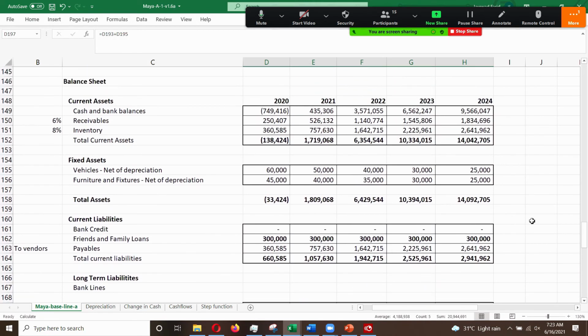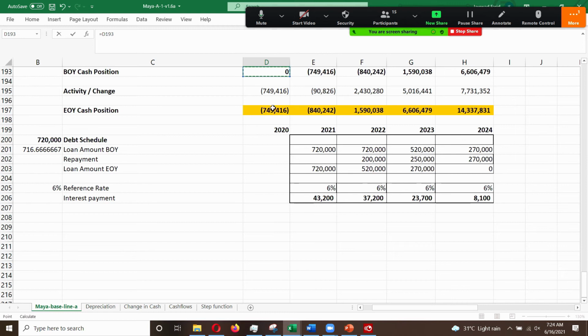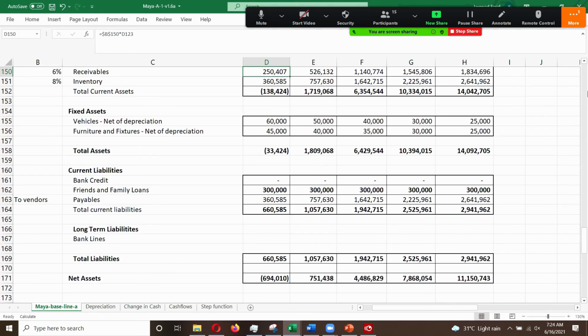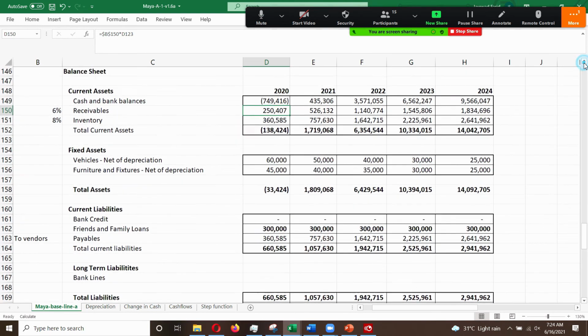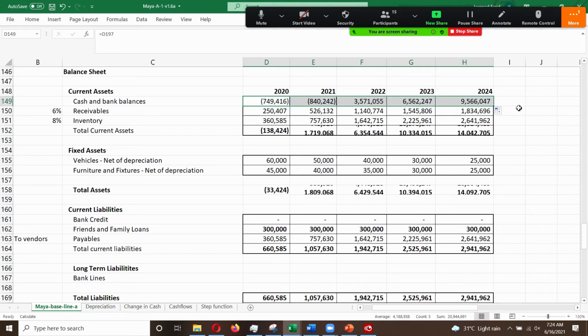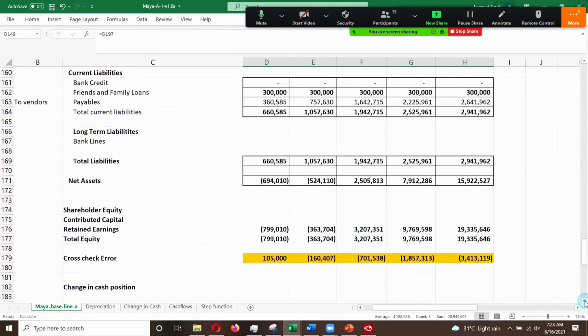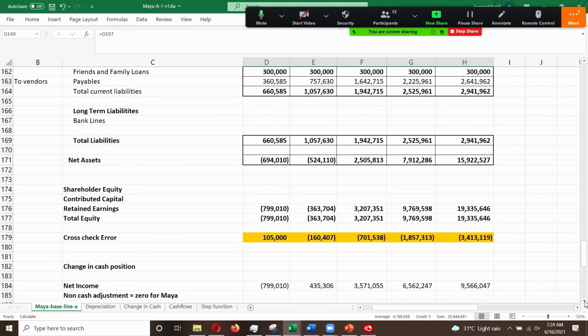Current assets, there we go. Take this number from my change in cash, and then copy and paste. So that makes things a little better. And then based on this, let's see what the error term is. Okay, not bad. So we've reduced it. There's still a difference. There's still a huge difference.